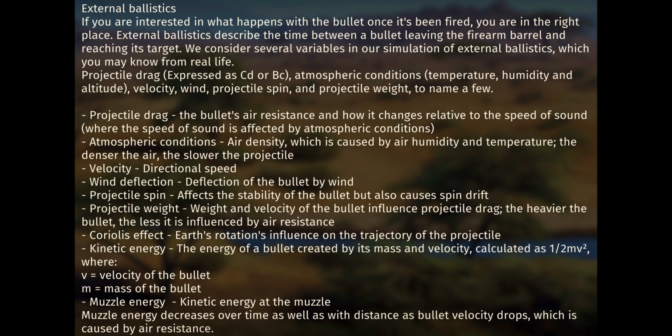Projectile drag, the bullet's air resistance and how it changes relative to the speed of sound, where the speed of sound is affected by atmospheric conditions. When you're talking about CD, that's where you're talking about the drag. And again, CD is where you get your BC. So a G1 bullet has a very high drag and is going to slow down, and the BC is going to be really low. Like a G7 bullet, your BC is going to be higher, which is going to be less air resistant, so it's going to fly faster and better. But those are also affected by the atmospheric conditions.